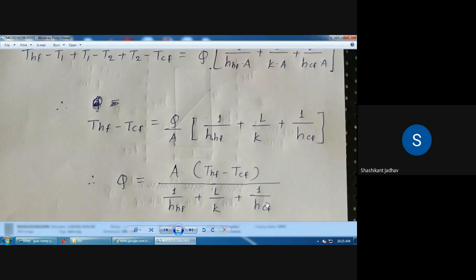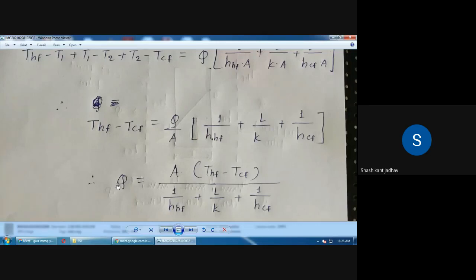Q is equal to U into A into temperature difference. What is the overall heat transfer coefficient? What definition of overall heat transfer coefficient have we written? Overall heat transfer coefficient U gives the heat transmitted per unit area, per unit time, per degree temperature. Here Q is the heat transfer rate.